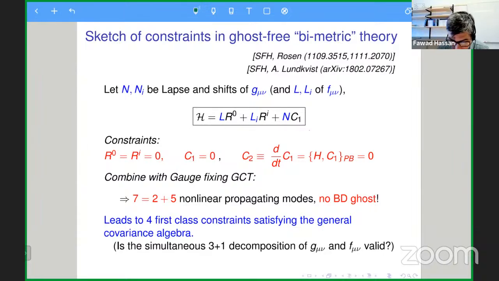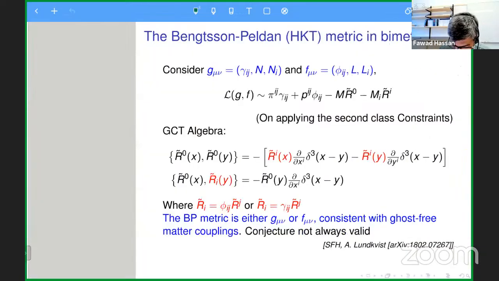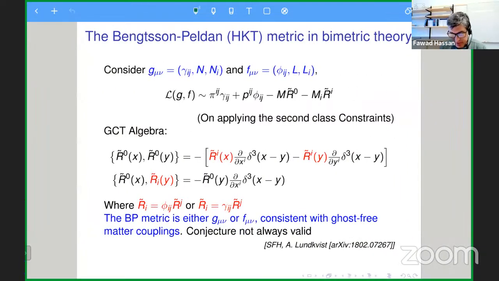So I have something about what is called the Benson-Peldane or the Heumann-Kuchar-Teitelbaum matrix, which I will not describe here. But if there are questions at the end of the talk, I can come back to this and answer. I think this is probably the only part of the talk which is related a bit to quantum gravity, but I will not talk about it now for lack of time.